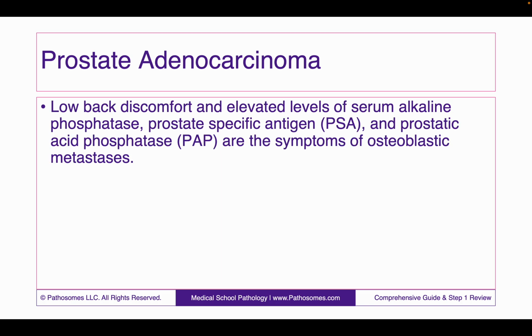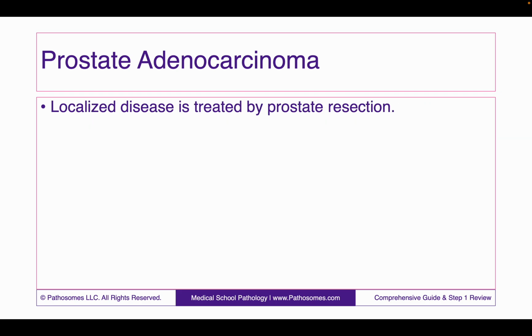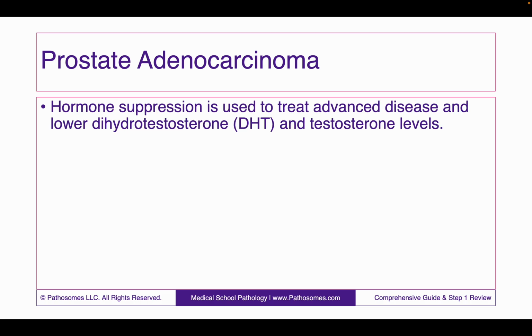Low back discomfort and elevated levels of serum alkaline phosphatase, PSA, and prostatic acid phosphatase are the symptoms of osteoblastic metastasis. Localized disease is treated by prostate resection. And hormone suppression is used to treat advanced disease and lower dihydrotestosterone and testosterone levels.